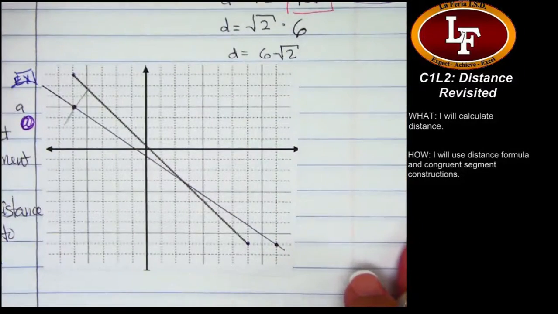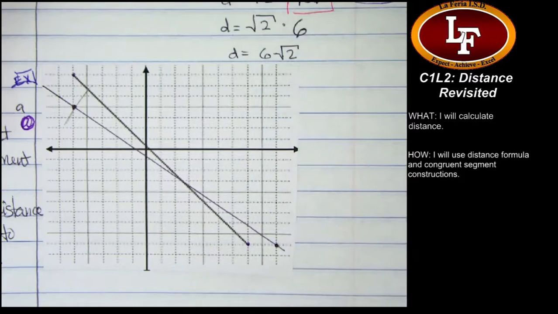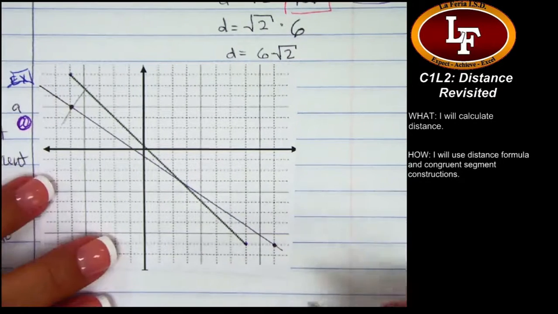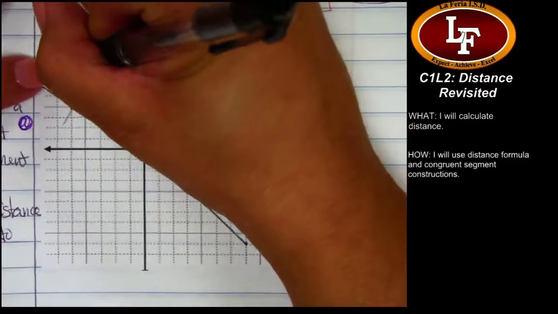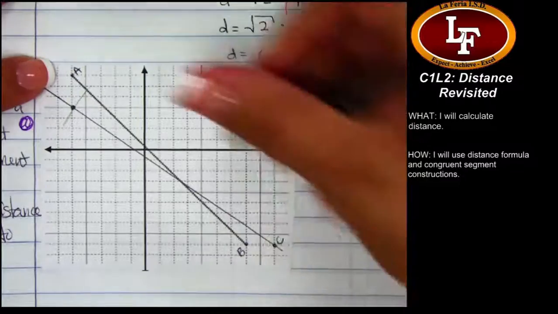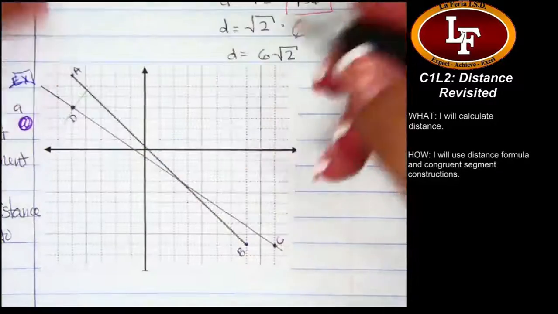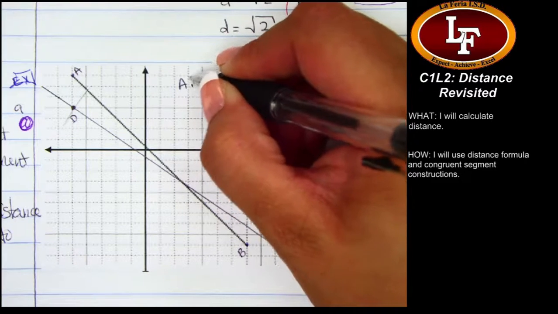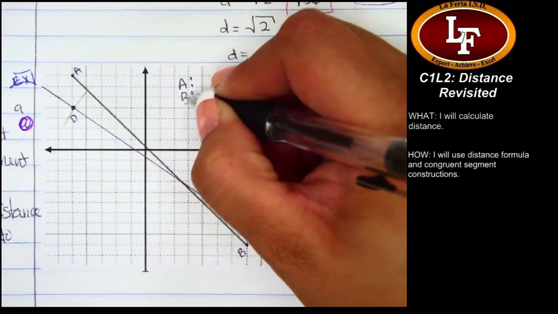All right, I'm going to name these points so that way we can calculate the distance of each one. So we're going to start off, my original line segment is AB, and my new segment is CD. Please pause the video now and find the coordinates of all of these points.